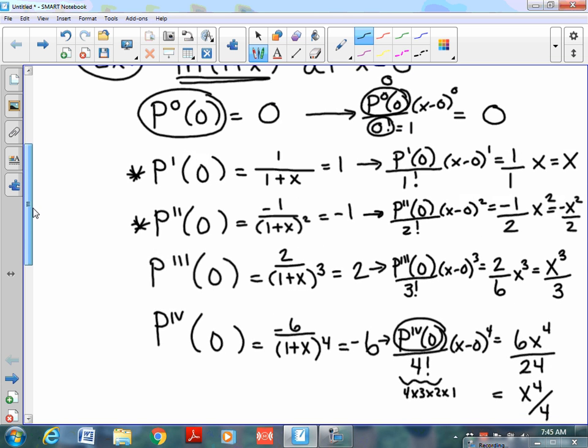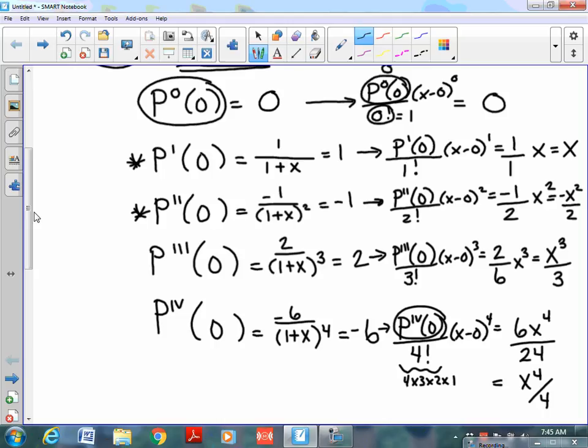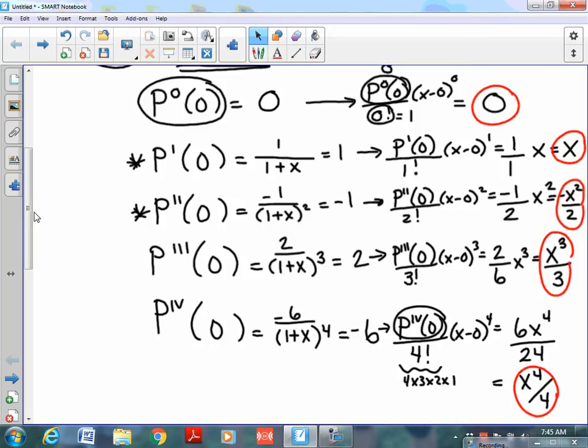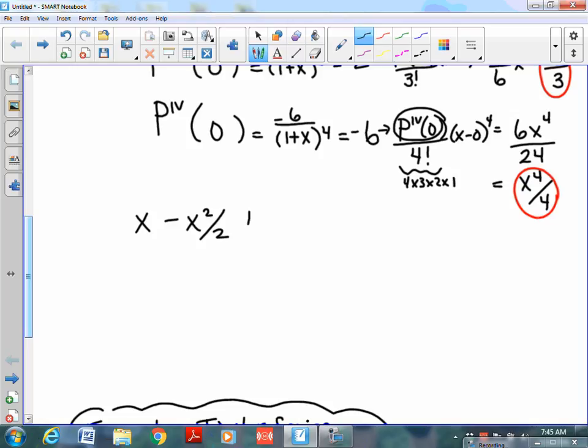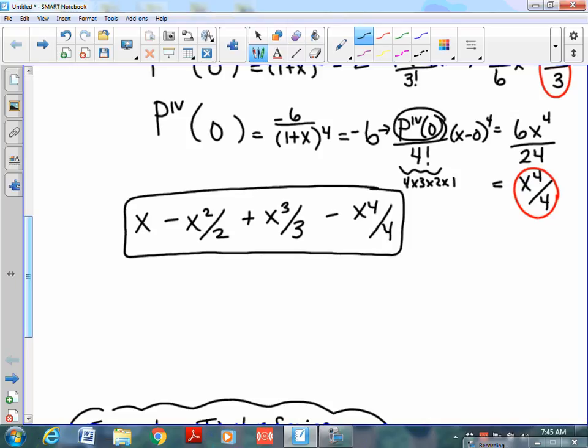They won't write the 0 down. Okay, the answers are sitting right here. This is what they want for the answers. This one, this one, this one, this one, and this one written in expanded form. So this is all you do. Final answer: I'm not going to write the 0 down. x minus x squared over 2 plus x cubed over 3 minus x to the 4th over 4. Final answer.